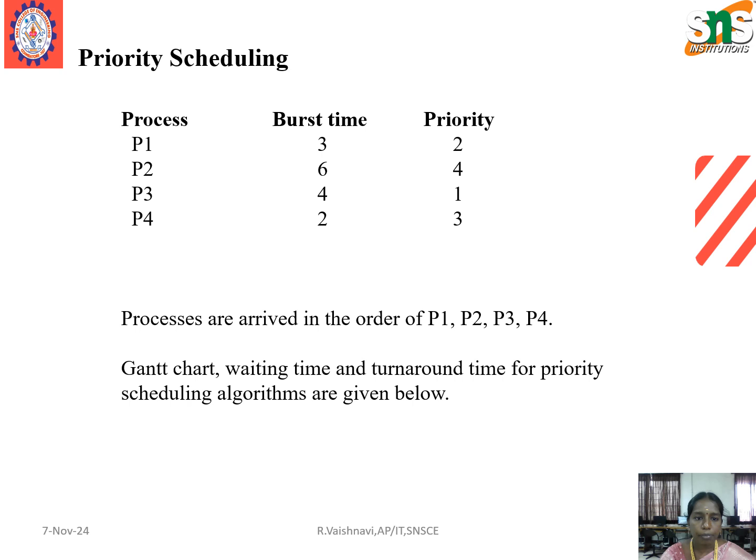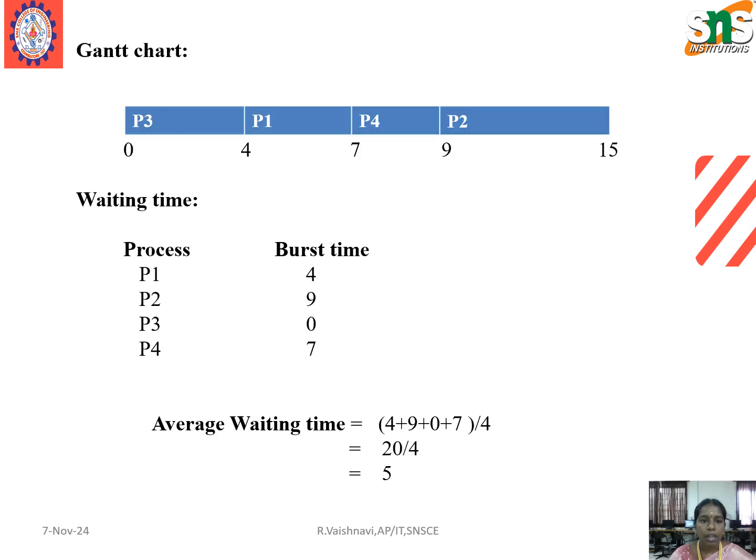For the priority scheduling algorithm, we have four processes, that is P1, P2, P3 and P4. The burst time for each process is given here, and then the priority integer is given here. Here we have to find the Gantt chart, average waiting time and average turnaround time for the scheduling algorithm. First we draw the Gantt chart for the processes.